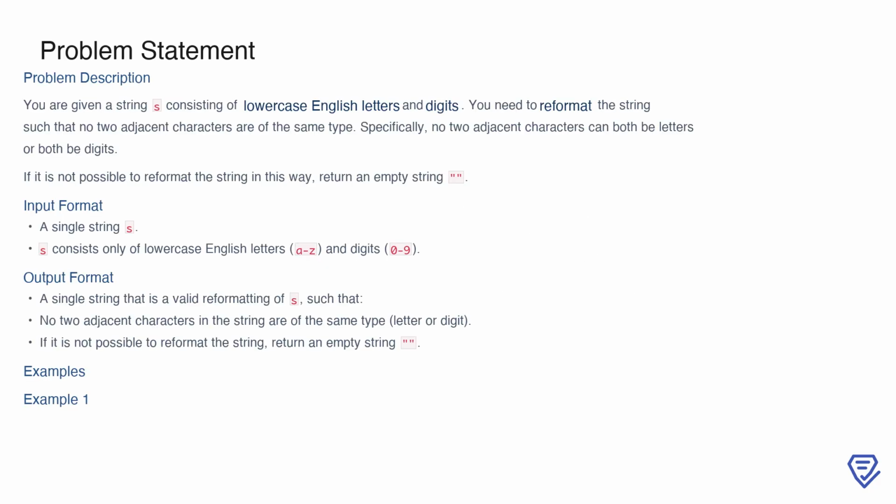This problem requires us to reformat a given string so that no two adjacent characters are of the same type. The input string, S, contains only lowercase English letters and digits. Our task is to rearrange the characters so that letters and digits alternate. If this is not possible, we should return an empty string. For the output, we need to ensure that no two neighboring characters are both letters or both digits. Let's explore some examples to clarify the requirements further.